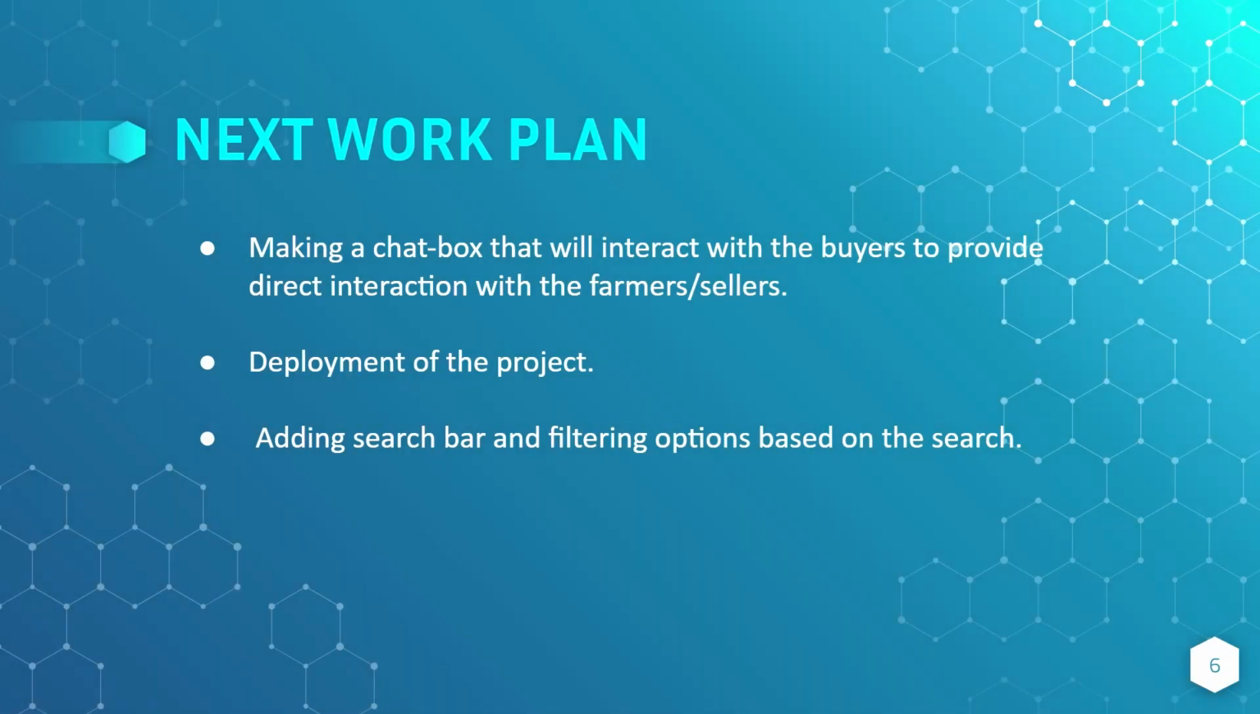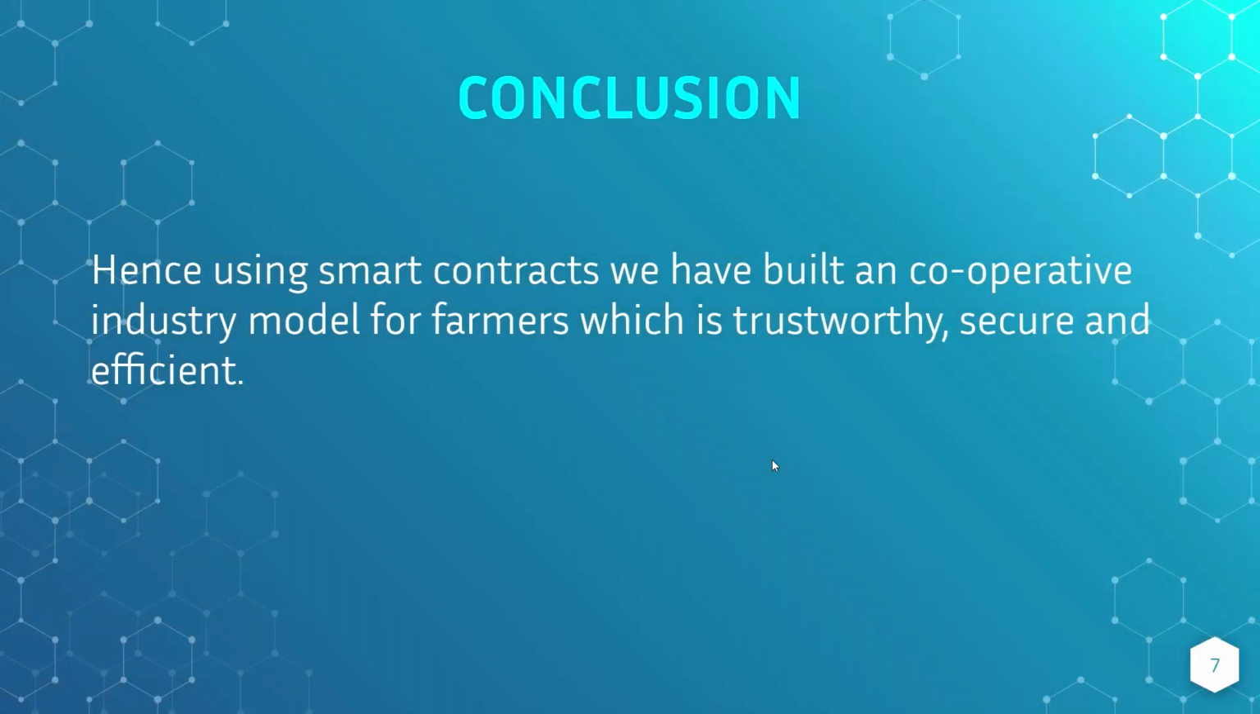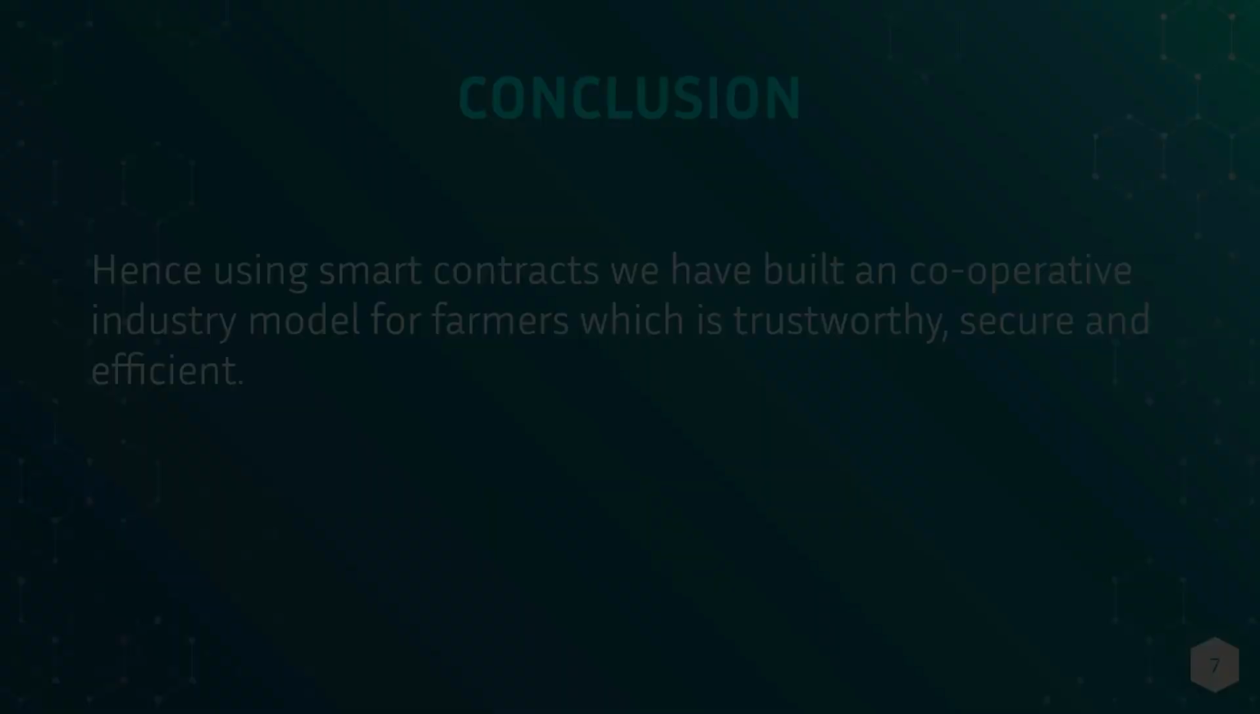Our next work plan is to make a chatbot that will interact with buyers to provide direct interaction with farmers and sellers. And we'll deploy this project. Also, we'll add a search bar and filtering options based on the search. Conclusion. Hence, using smart contracts, we have built a cooperative industry model for farmers which is trustworthy, secure, and efficient. Thank you.